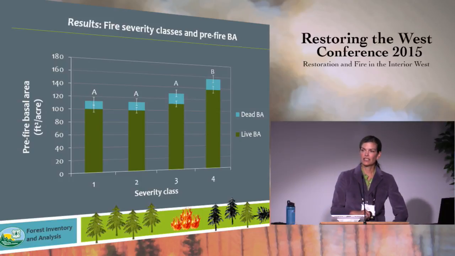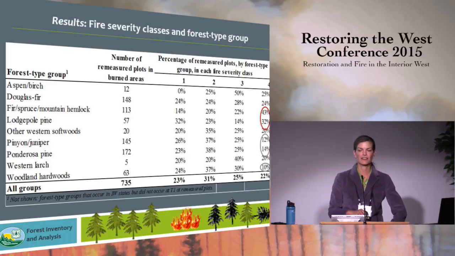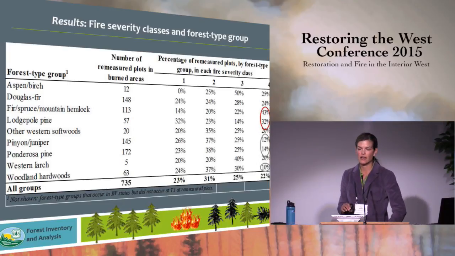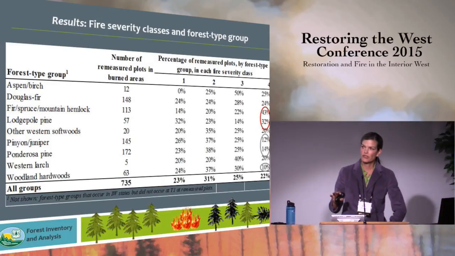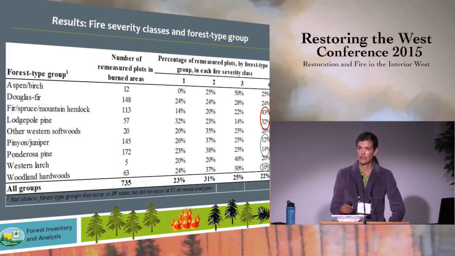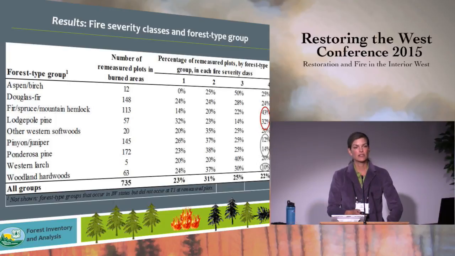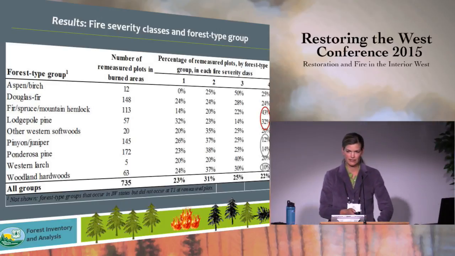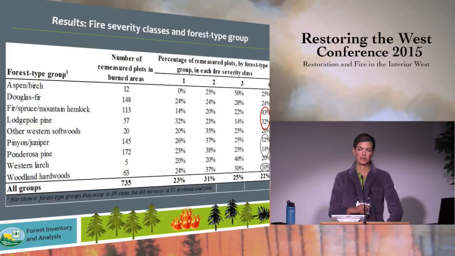Next, we looked at these severity classes by forest type group. First, if you look at the bottom row, all forest type groups together, we see that the distribution of our plots among these severity classes is about equal, from 22% to 31%. And as I mentioned earlier, some forest types burned in greater proportion than you might expect based on their occurrence across the landscape. Some also burned at higher severity than you might expect. Those are fir spruce and lodgepole pine, and then the pinyon juniper and ponderosa pine tended to burn less in that highest severity class relative to the other forest types.